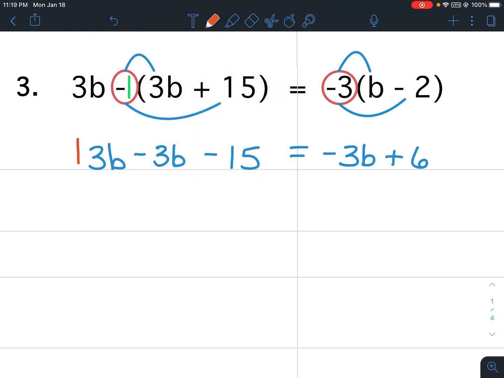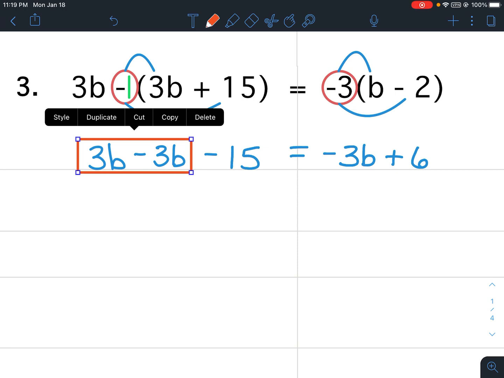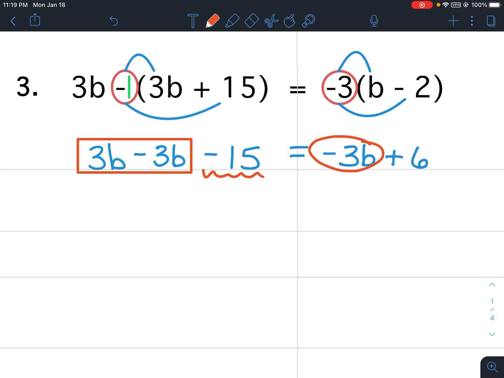Second step is to combine your like terms. That's the only thing I can combine because everything else does not have a like term. Remember, we have to keep our sides separate, so on the right side there's nothing to combine. And if you notice, we've got -3b and +3b, so these terms here are opposites and would just cancel out. That means I just bring everything else down. So I'm going to bring down the -15, bring down the -3b, and bring down the +6.